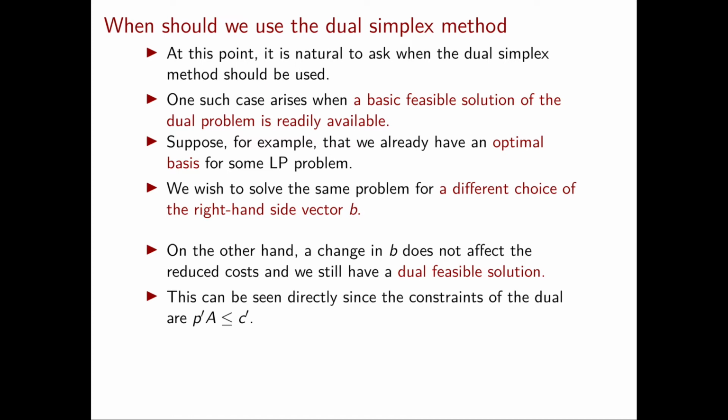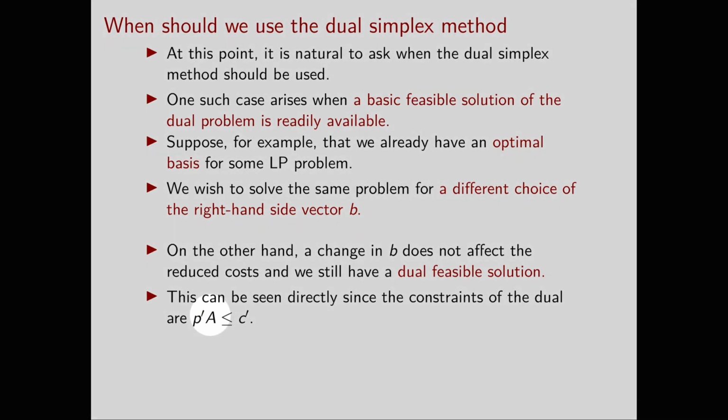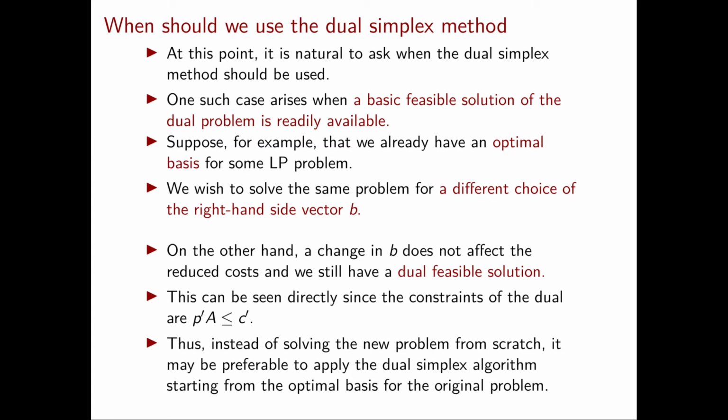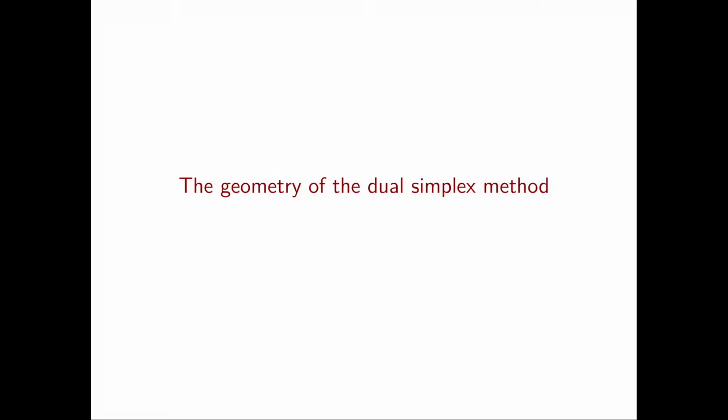And this can be easily seen by just looking at the constraints of the dual, which are p transposed A less than or equal to c transposed. As you can see in this system of inequalities, the right-hand side vector b doesn't play any role. Therefore, even if we change it, our old basis remains dual feasible. So in this case, when you want to solve the same problem for a number of different right-hand side vectors b, it's definitely quicker to use the dual simplex algorithm starting from the optimal basis for the problem that you've already solved. Next, let's discuss the geometry of the dual simplex method.